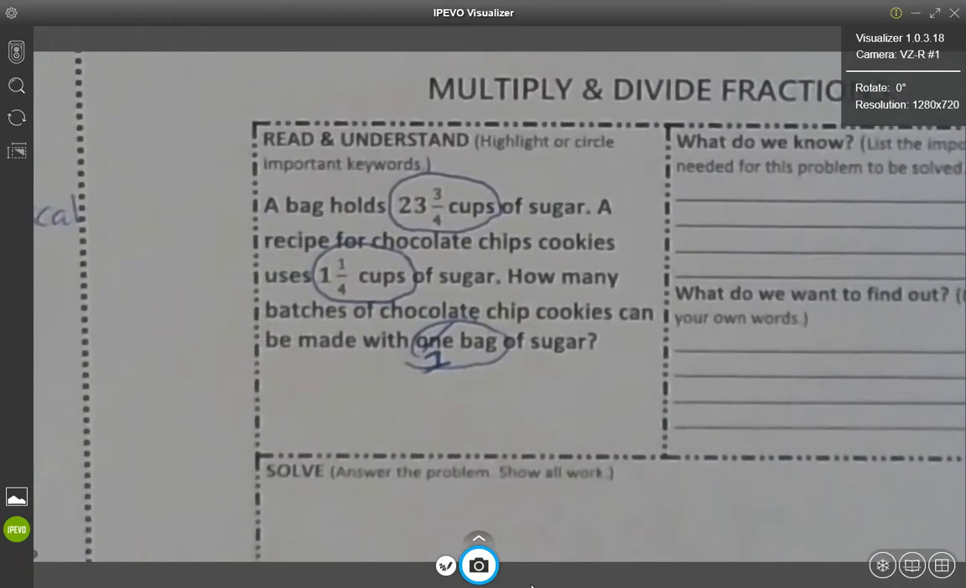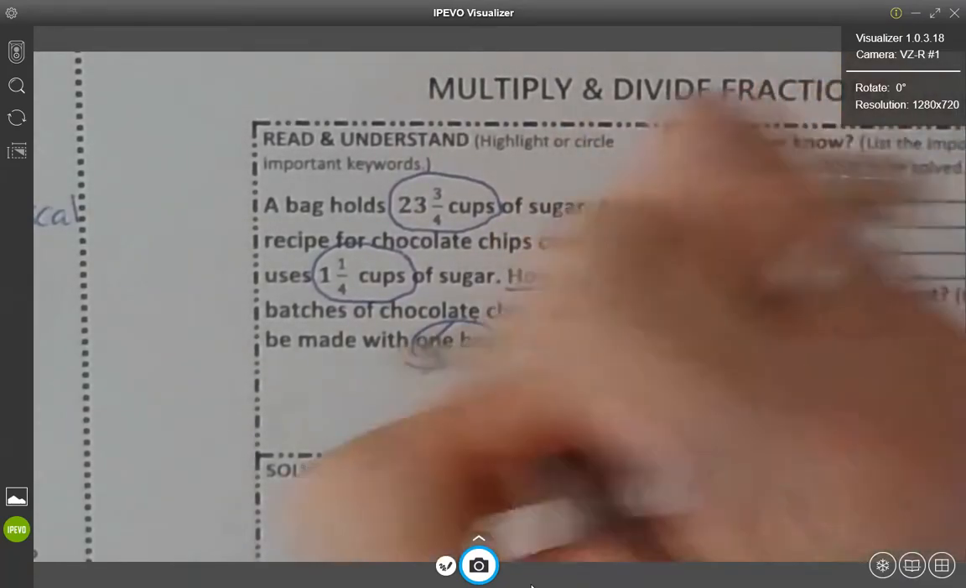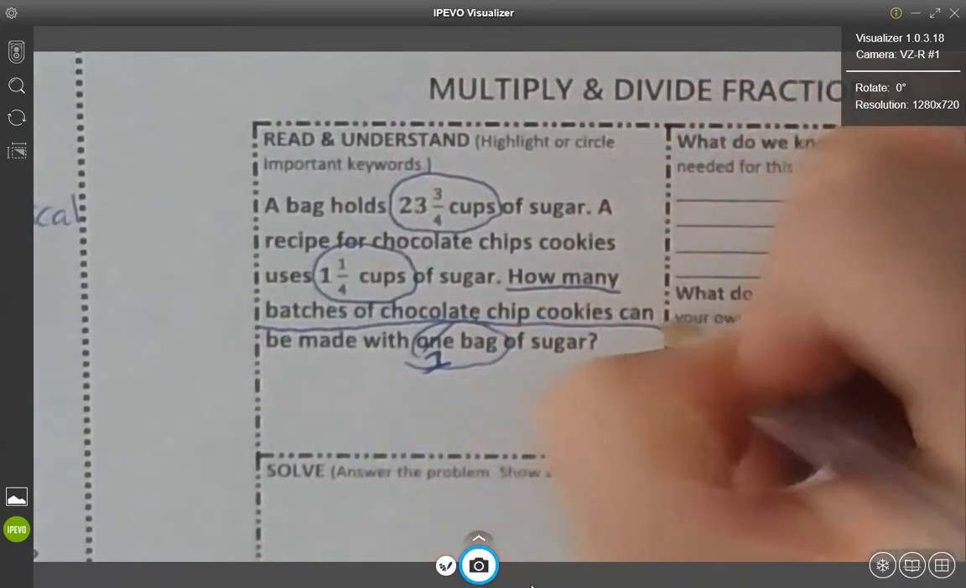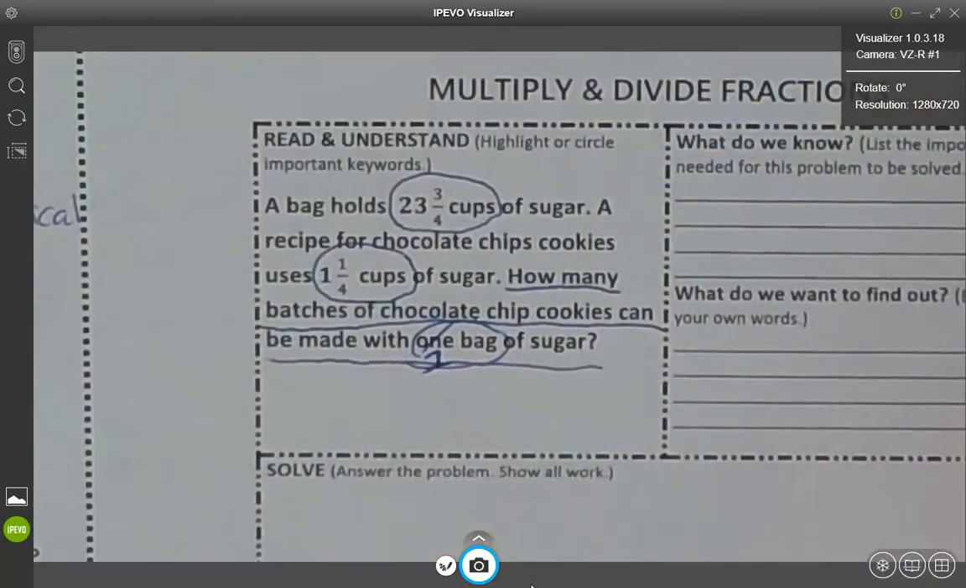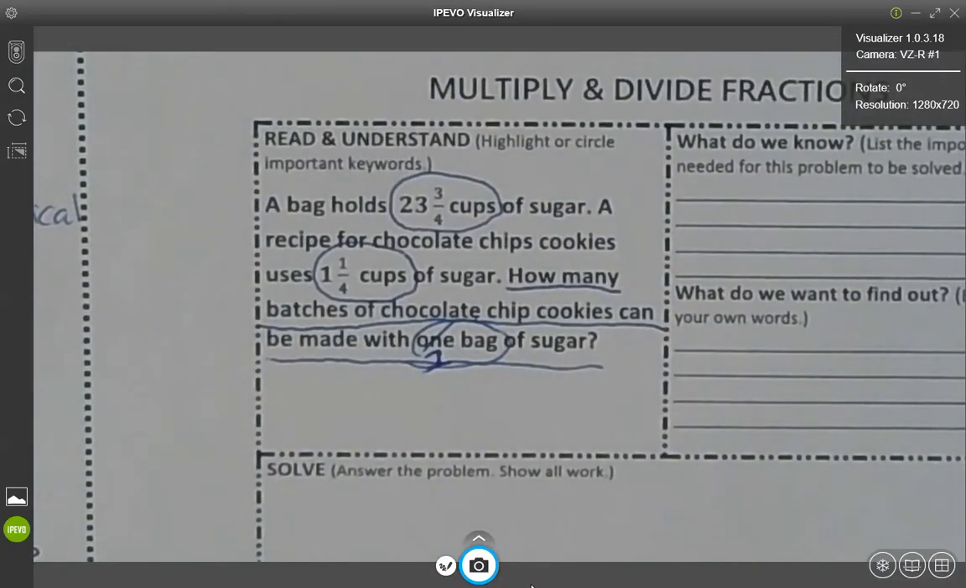So let's look at this problem again, and let's identify what the question is. What is the question? Yep. So how many batches of chocolate chip cookies can be made with 1 bag of sugar? That will be what we would underline, the question. Sometimes the question can appear at the end of the problem. Sometimes it can appear at the beginning or in the middle. So you have to be able to identify the question.